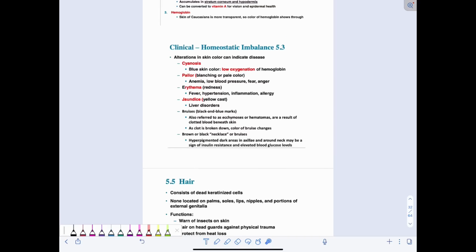You have a lot of vasodilation in the skin because you want to get rid of the heat, and so your body's going to look like it's red. Hypertension, inflammation, allergy, all these things.